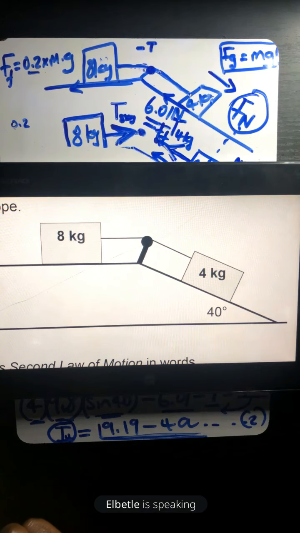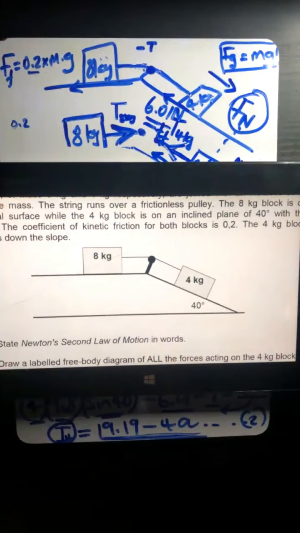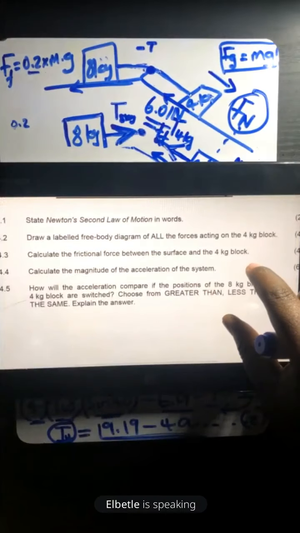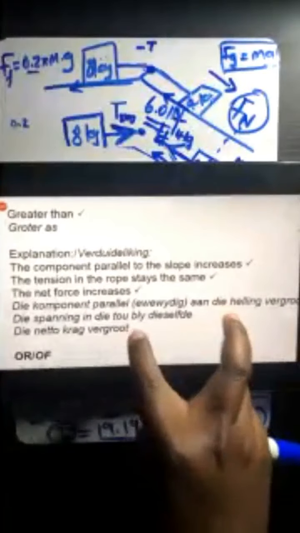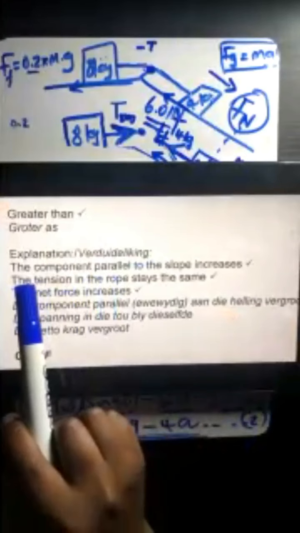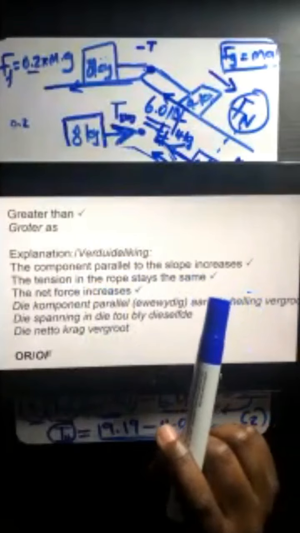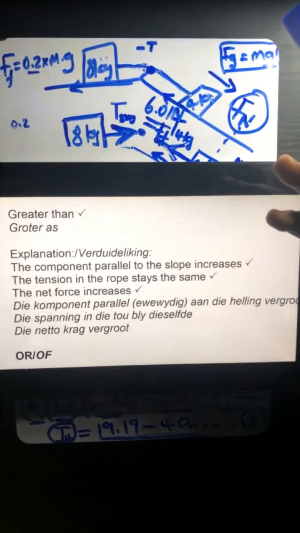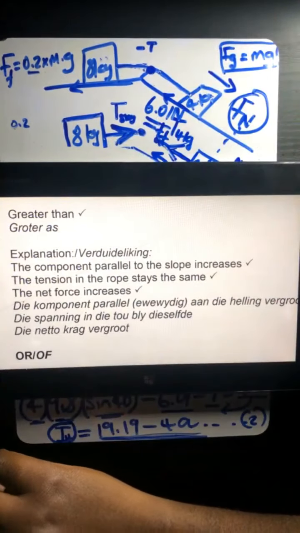Yeah, it does. So that means obviously your first response to that question is going to be greater than, for that reason, isn't it? Yes. It's greater than. Let's see what reasons they are having there. So obviously greater than, and they say the component parallel to the slope increases. So what they actually mean is that mg parallel is going to increase. Why is it increasing? It's because the mass is more now. That is why it is going to increase.